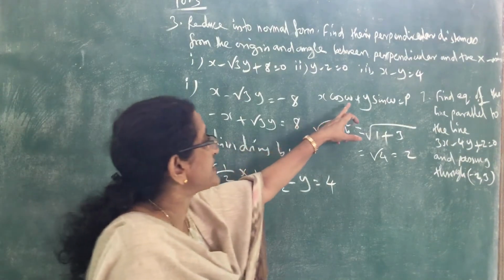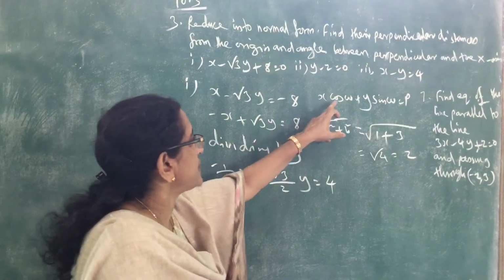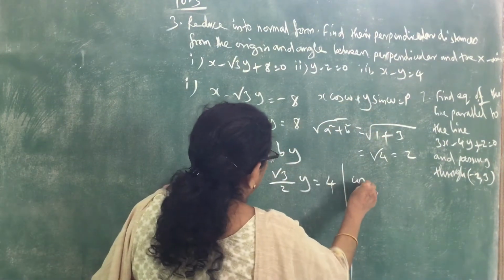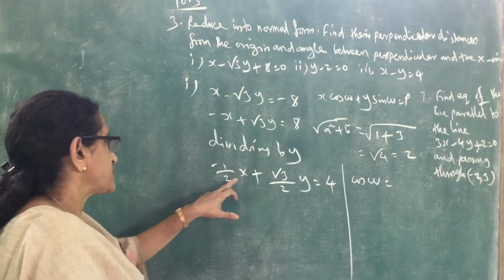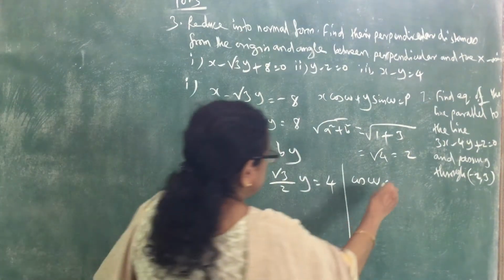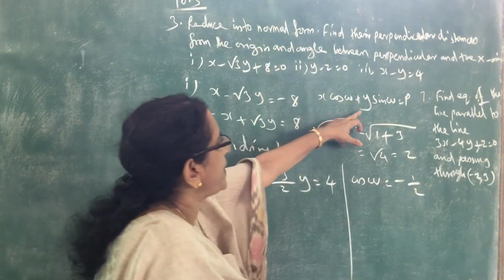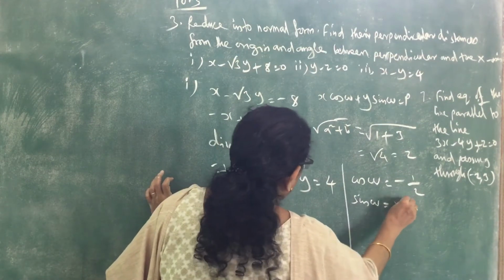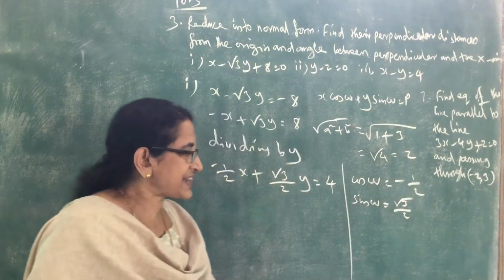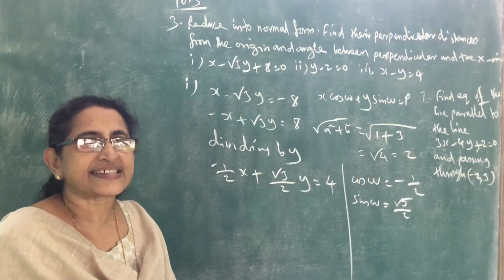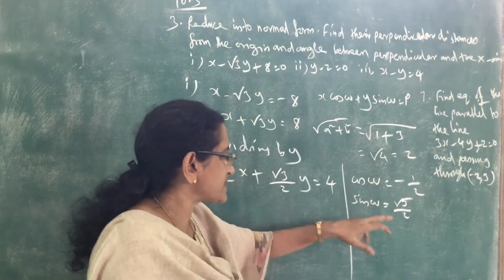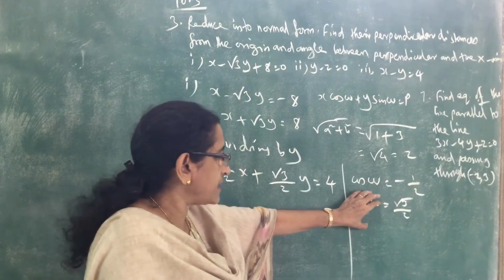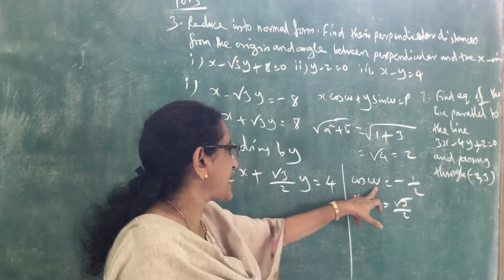Then we want omega. What is the angle omega? The coefficient of x is cos omega, the coefficient of y is sin omega. So in place of cos omega, negative 1 by 2. And sin omega equal to root 3 by 2. So we want to find omega satisfying both these conditions. We know sin is positive and cos is negative. We want the angle omega such that the sin of that angle is positive and the cos of that angle is negative.